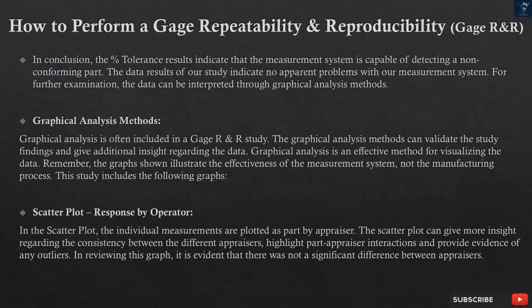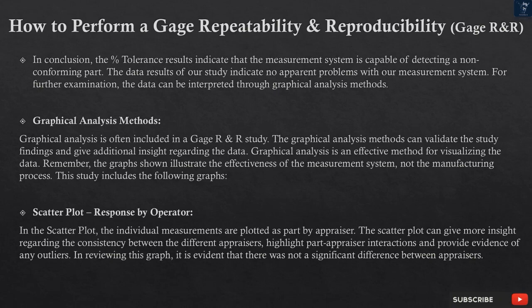In conclusion, the % tolerance results indicate that the measurement system is capable of detecting a non-conforming part. The data results of our study indicate no apparent problems with our measurement system. For further examination, the data can be interpreted through graphical analysis methods.